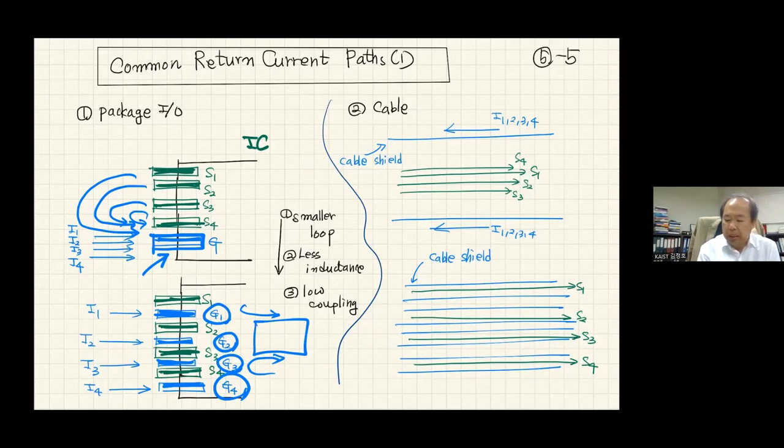And in the cable, now this is another case.